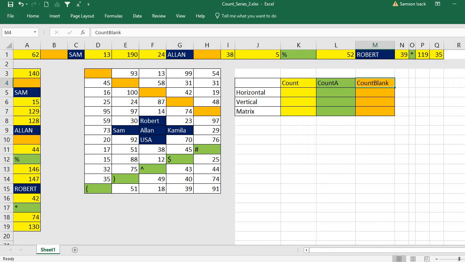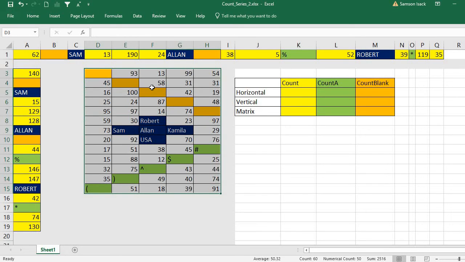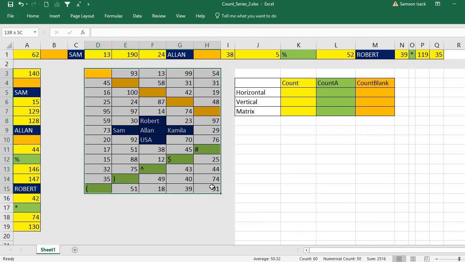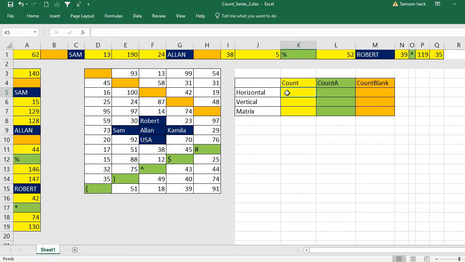The data I have here is a horizontal row, a vertical list, and a square list, a matrix form. This one has totally about 17 cells. Similarly here it is about 17 cells, and this one is 5 into 13, which is 65 cells totally. So what is Count?